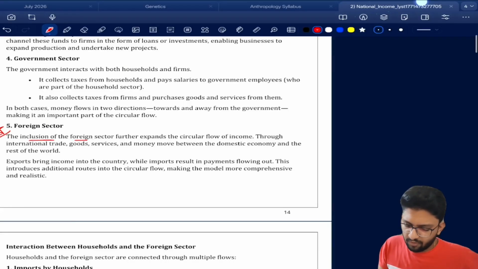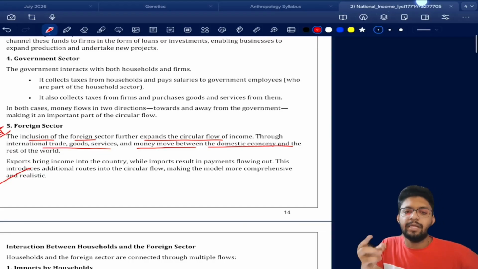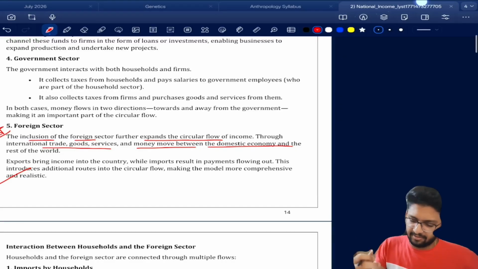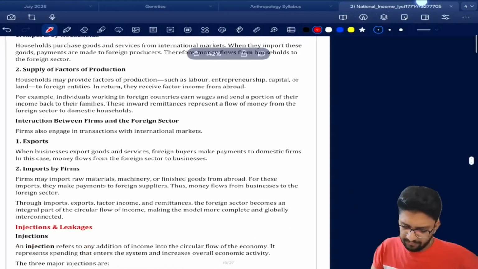The inclusion of the foreign sector expands the circular flow through international trade, services, and money moving between the domestic and foreign economy. Okay, so this is like how Indian residents are sending, what we can say, remittances, etc. Interaction between household and foreign sector.